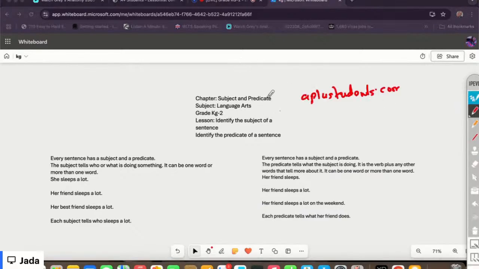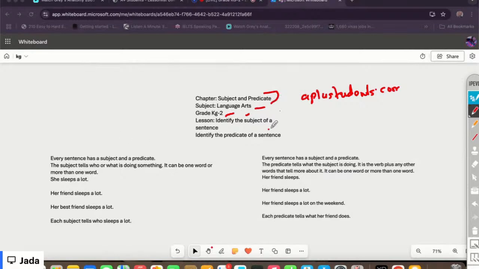So after logging in, you click on language arts, click on your name, move on to grade 2. This lesson is for KG and up to grade 2, so you can all join if you're in KG, grade 1 or grade 2. And we will pick our lesson from grade 2. So we'll be having subject and predicate.